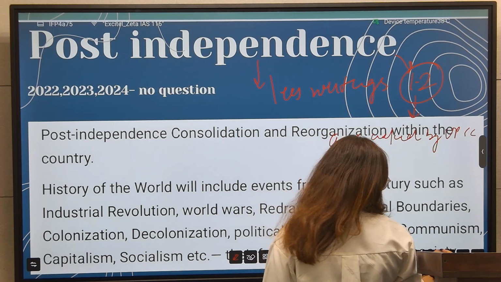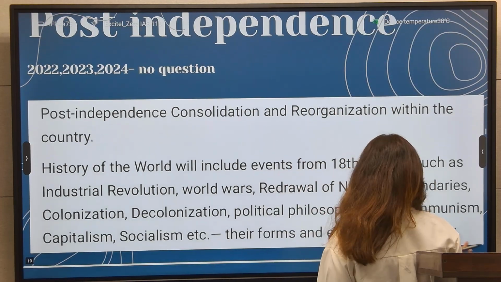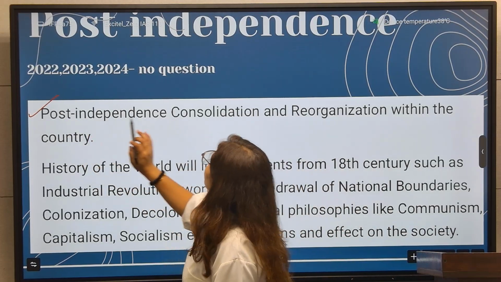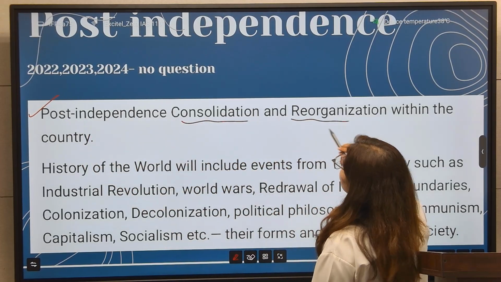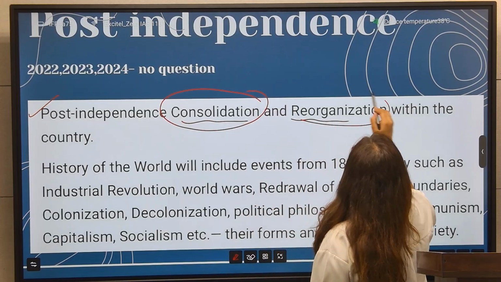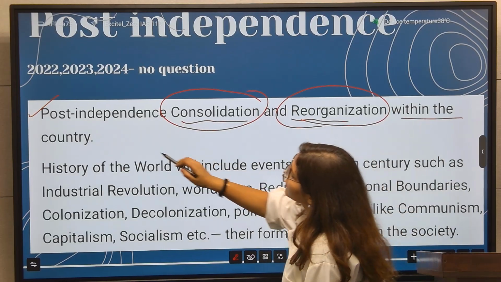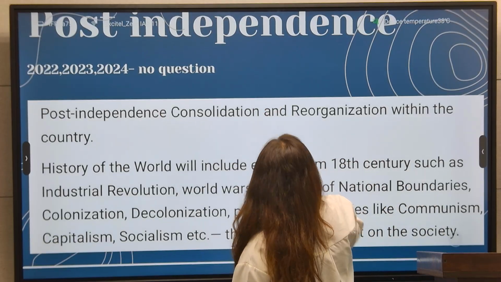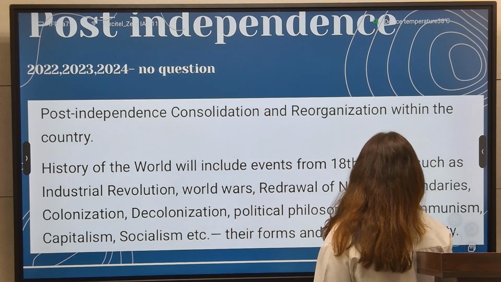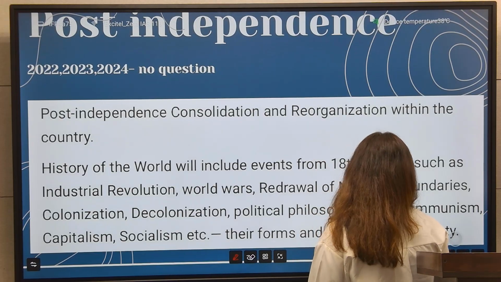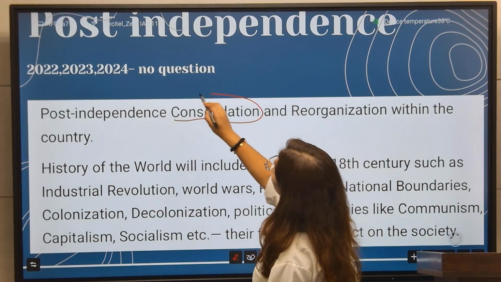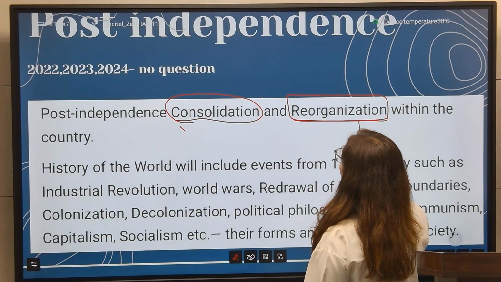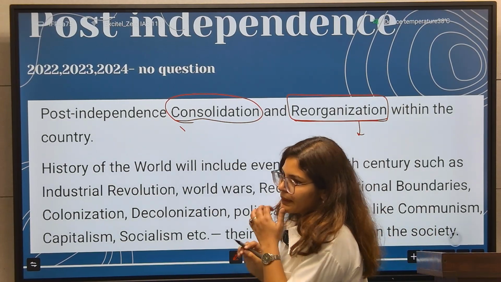So what's the syllabus? The syllabus is post-independence consolidation and reorganization within the country. So 2 things. One is consolidation. Second is reorganization. Reorganization of states, post-independence consolidation.